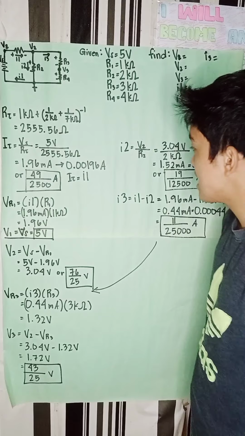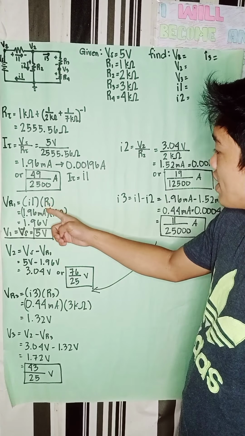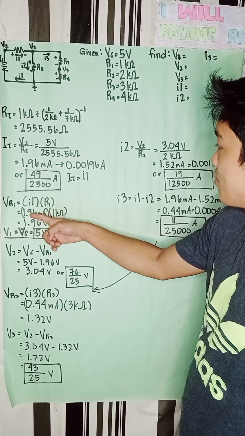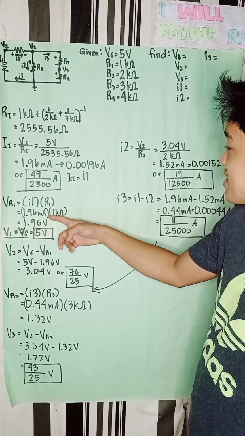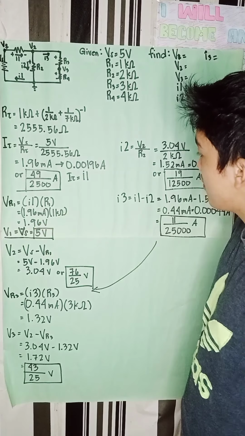So next is VR1. VR1 is equal to I1 times R1. The I1 is equal to 1.96 milliampere times R1 is equal to 1 kilo ohm. So it is equal to 1.96 volts.